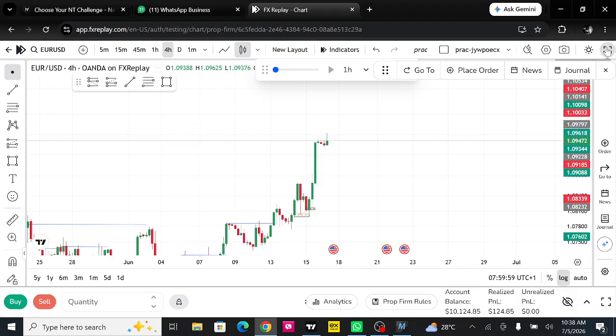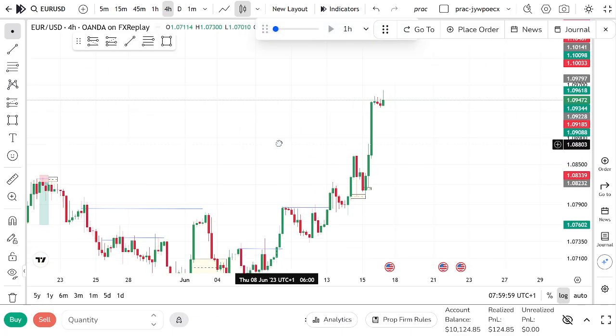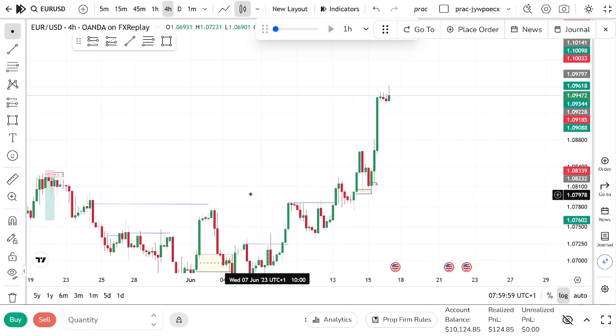I wanted to explain this. I'm just backtesting this. I don't know what's going to happen here, but I want to backtest my sweep entry model that I taught you guys.